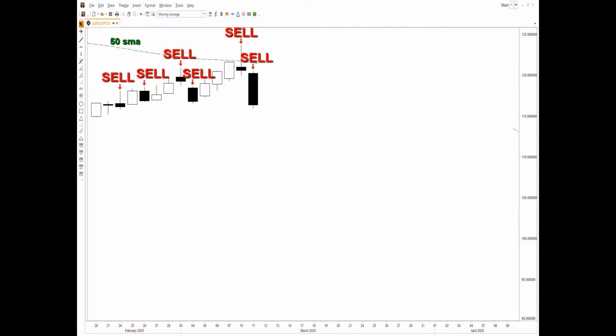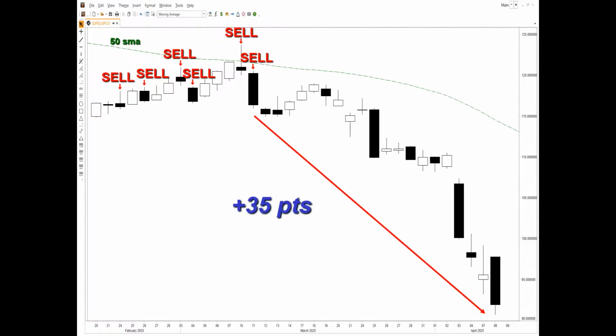But when you see a cluster of these signals, in this case to the downside, this is just like a coil getting ready to explode. And as you can see, days later, the stock fell 35 points, well before the momentum actually kicked in.